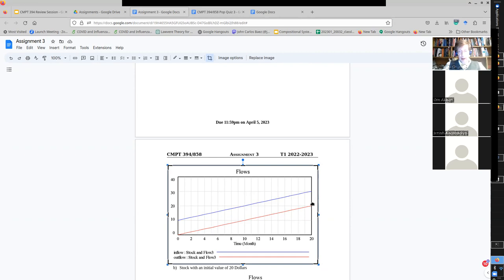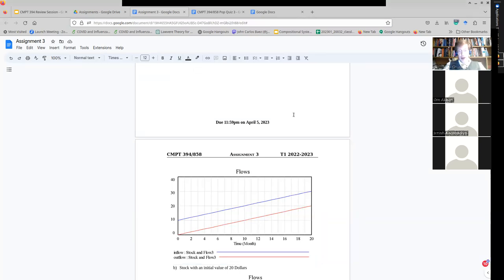So after 20 days, it'll go up by how many dollars? If it goes up by $10 a day, after 20 days, how many dollars is it going to go up by overall? Yeah, 10 times 20, 200. Exactly right. $200. It increased by $200 over these 20 days, because every day went up by $10. They're seeing the inflow and the outflow.